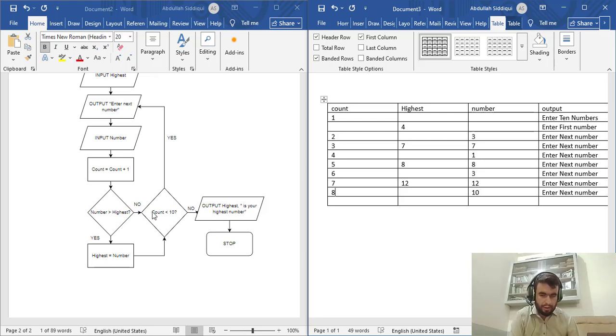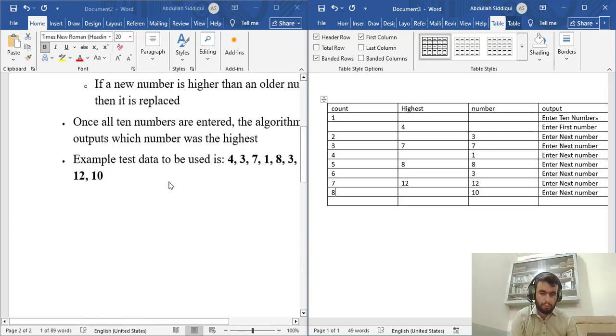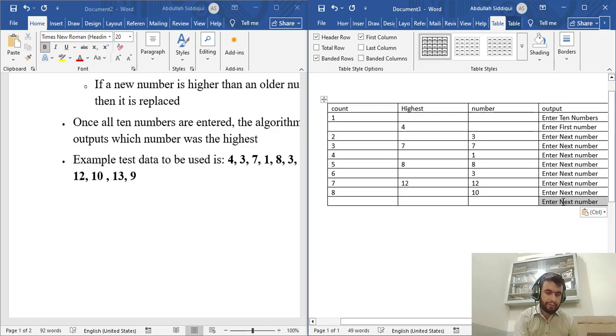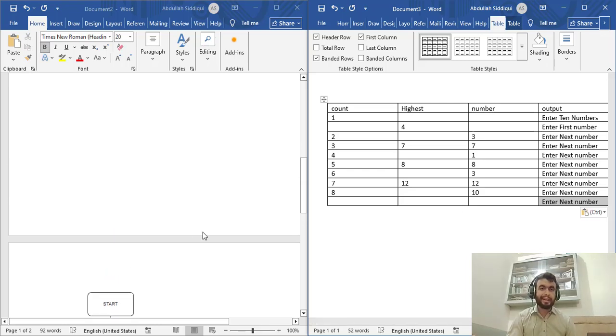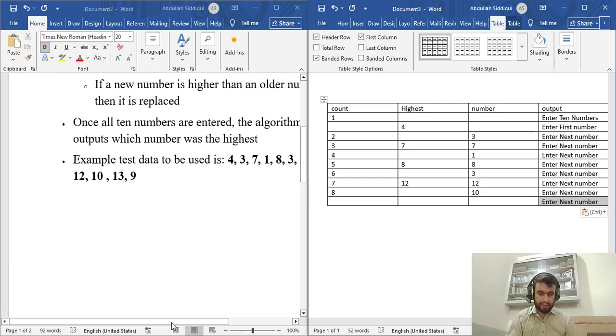No. So what I have to do? We have to enter the next number. But we don't have the next number. So to complete the iteration, suppose I am writing 13 and 9. If you don't have the next data, you can just write the output.